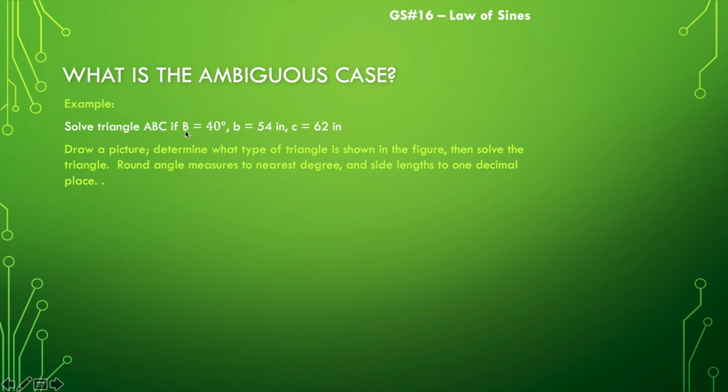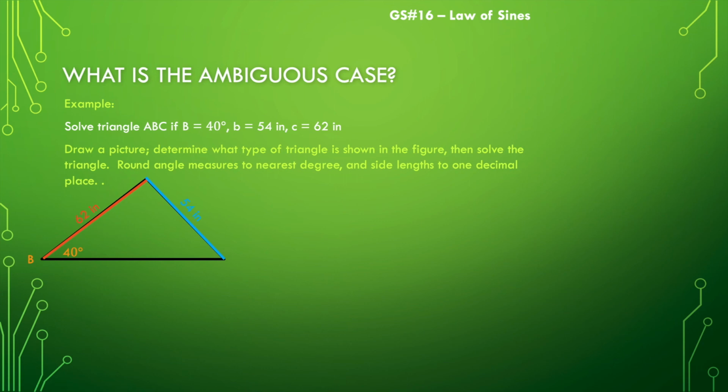And the measure of angle B is 40 degrees. The opposite side to angle B, which is side length B, is 54 inches. And the adjacent side is 62 inches. Okay, so this is going to be the side closest to the angle. This is going to be opposite the angle, and our angle is about 40 degrees. So let's draw a picture. Here's our 40-degree angle, and our adjacent side is 62 inches. And our opposite side is 54 inches.